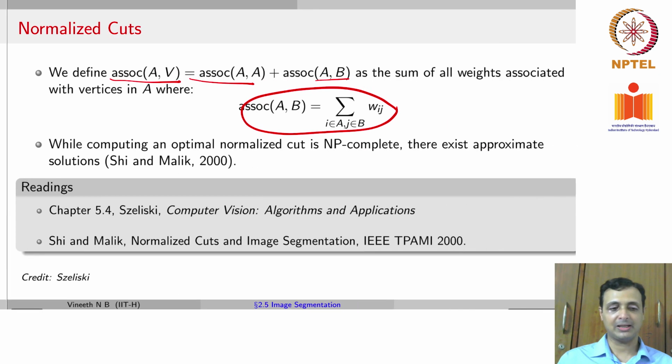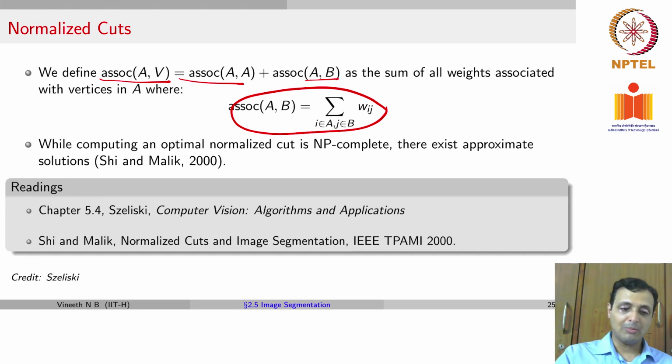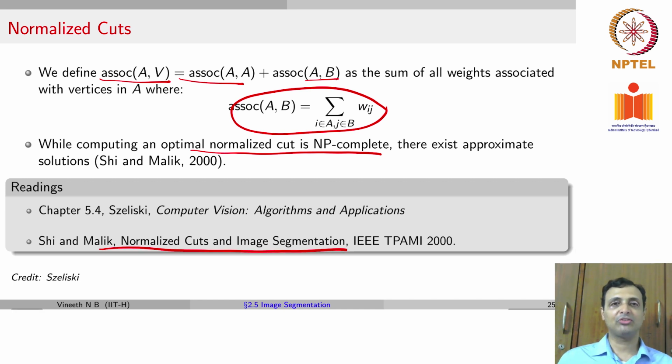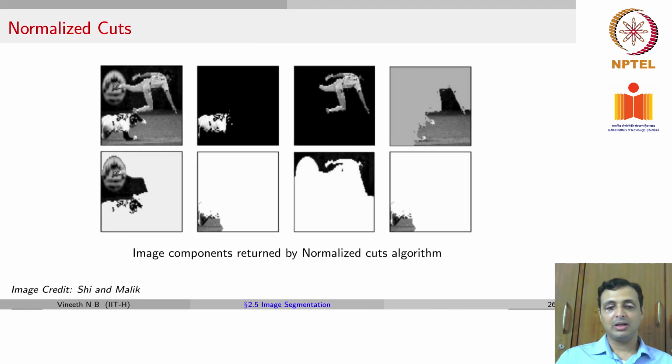solutions in practice. So the normalized cut happens to be an NP-complete problem, but there are approximate solutions to solve this. It's slightly more involved, but you can look at the paper called Normalized Cut and Image Segmentation if you're interested in how the method is actually implemented. Now this is the overall formulation. Here is an example of how normalized cuts works.